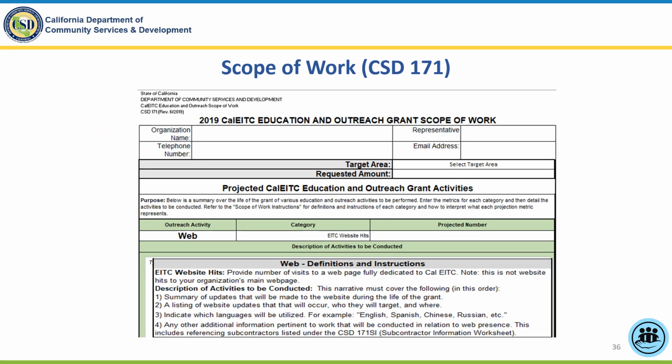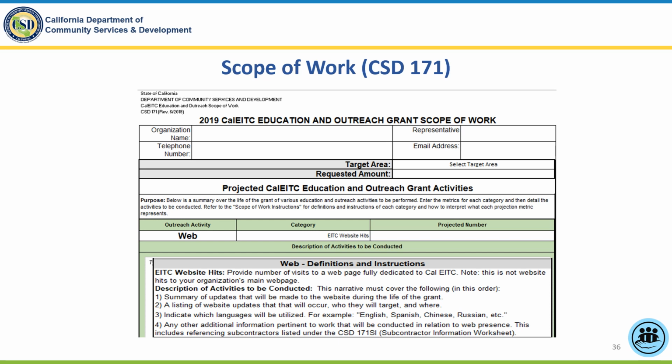To begin with the scope of work, please fill out the contact information at the top of the form: your organization's name, your organization's representative, the representative's telephone number and email address, the target area in which you are serving, and the requested grant amount. Once this information is completed in the scope of work, these fields should auto-populate throughout the workbook.